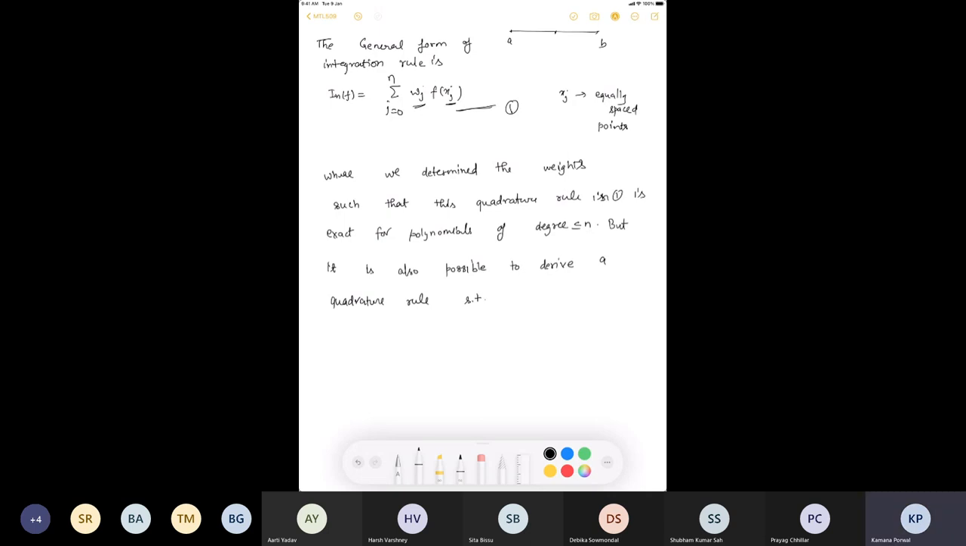So it is also possible to derive a quadrature rule which is going to be exact for polynomials of degree less than or equal to 2n plus 1, which you can see from here that I am going to take WJs also as an unknown and XJs also as an unknown. So total number of unknowns are going to be 2n plus 2. So I have to impose the condition that this rule is going to be exact for 2n plus 1.